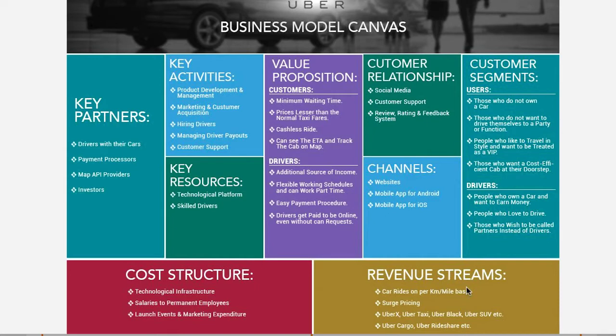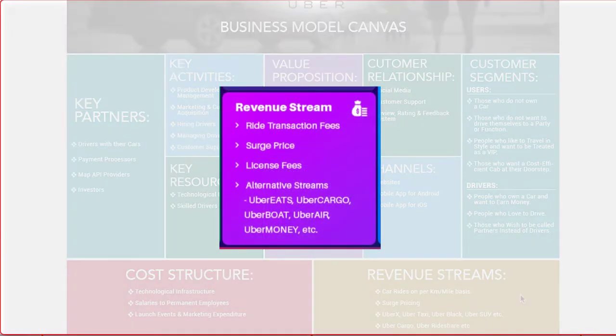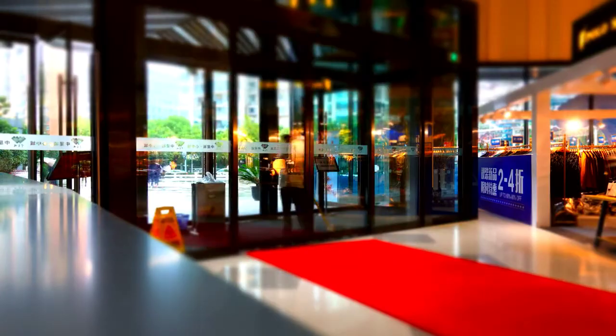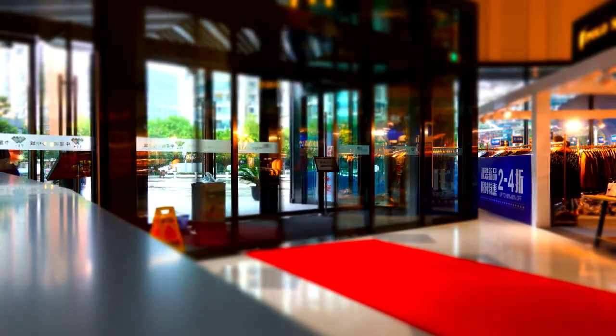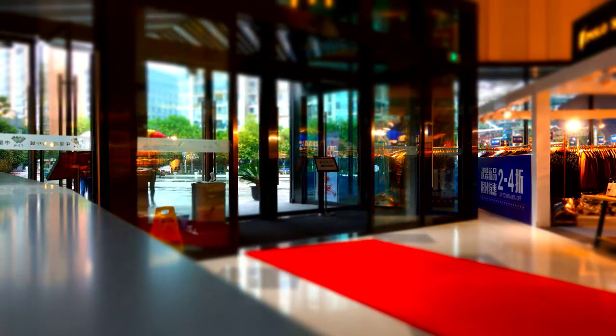So now let's move to the next box. It's a revenue stream. Car rides on a per kilometer or mile basis. So every mile they drive, you make money. Surge pricing, UberX, Uber Taxi, Uber Black, Uber SUV, etc. Different kinds of options, like premium, mid-premium, and economy, coming as different products. They actually segmented it themselves. So whoever wants to go premium can get a premium one. Whoever wants a cheaper one can get a cheaper one.